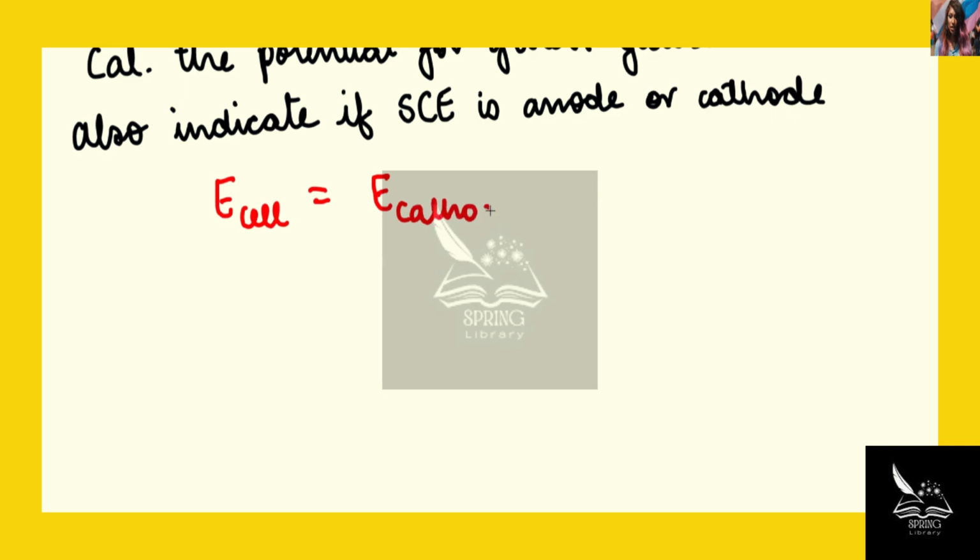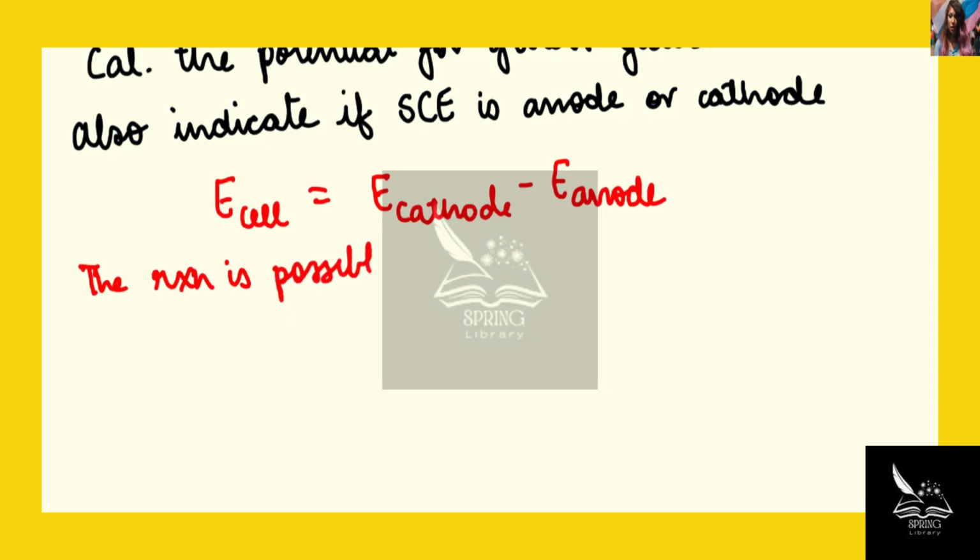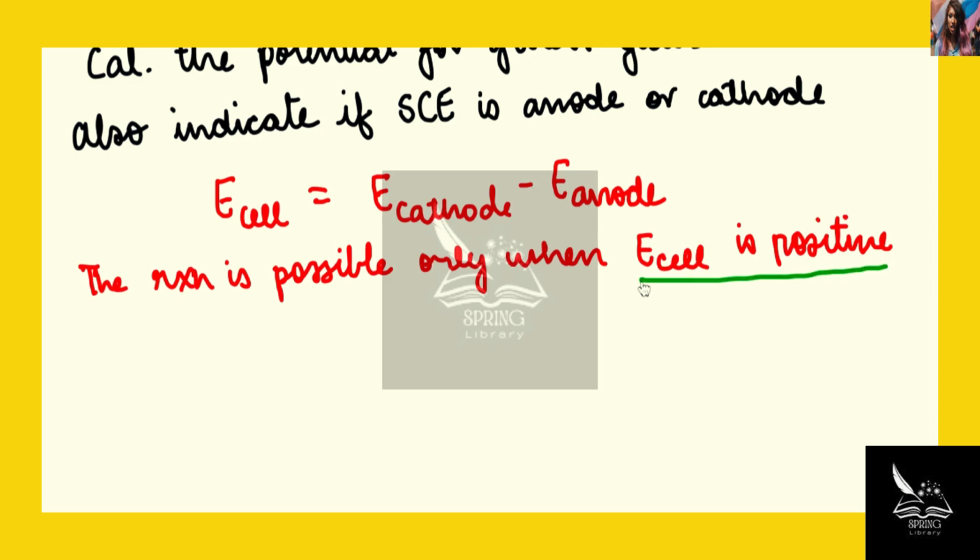potential of a cell is given as E cathode minus E anode. Okay, and the reaction is possible only when E cell is positive. So depending on the value, we have to calculate the E cell, which should always be positive. Now let's start from the first one.